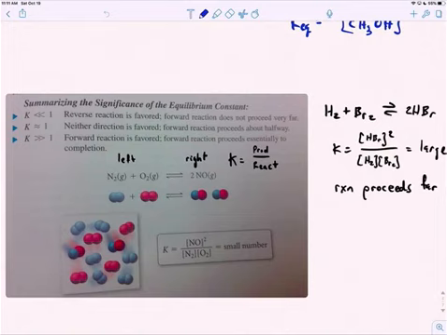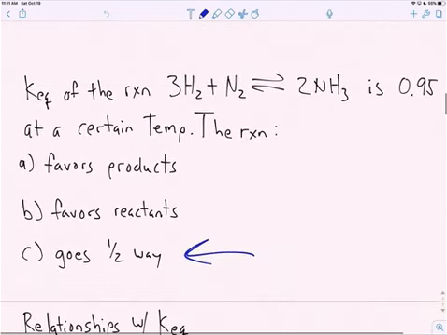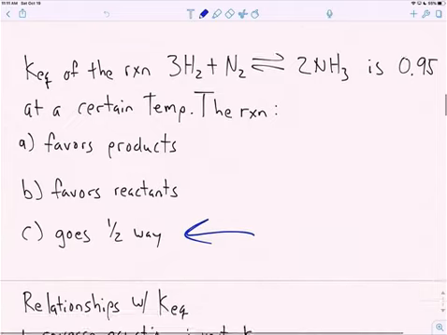If you want an example of a reaction that goes very far, it's hydrogen plus bromine makes hydrogen bromide. That is very far to the right. Okay, what do you think about this? If, at a certain temperature, the equilibrium constant of ammonia synthesis is 0.95, the reaction would go about halfway.